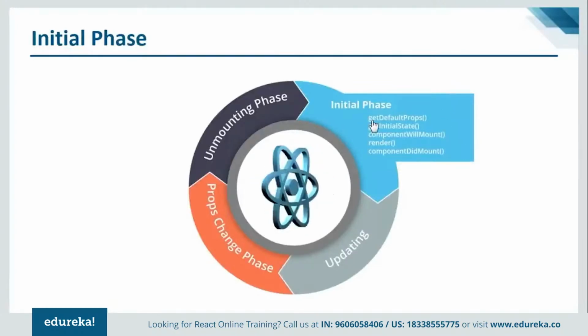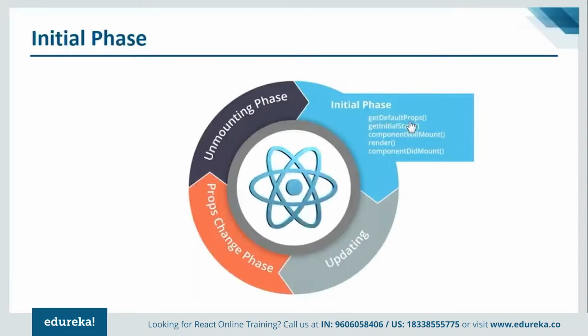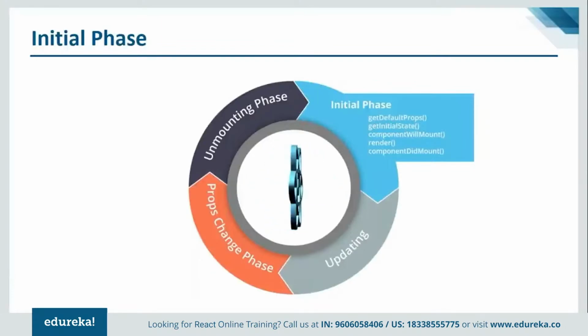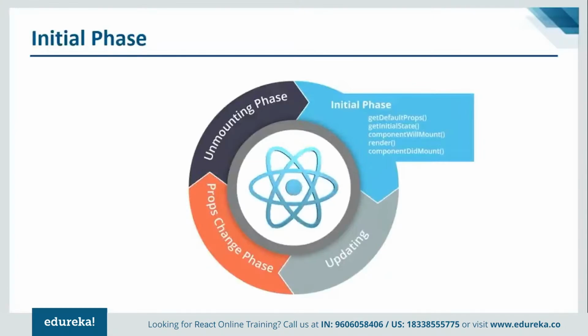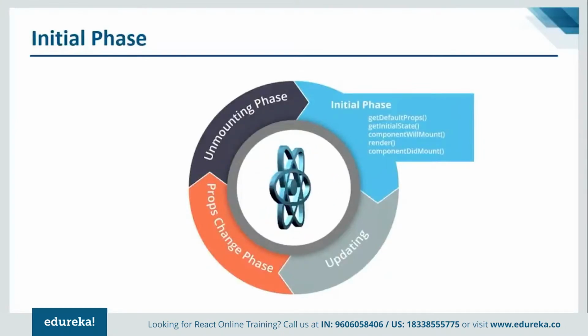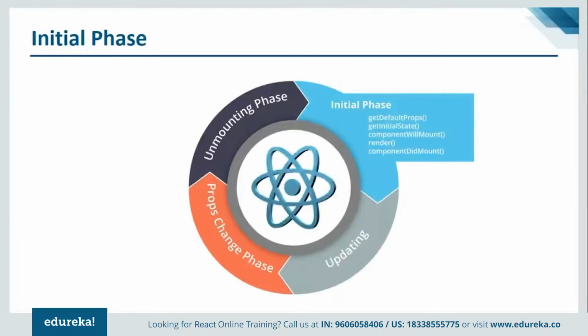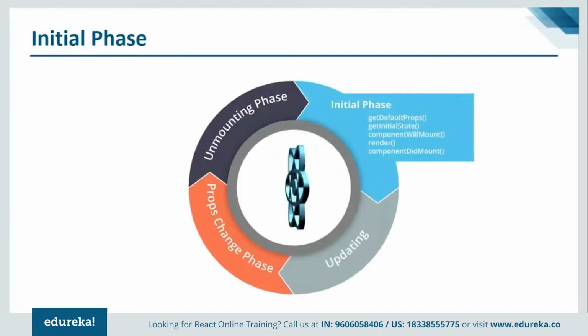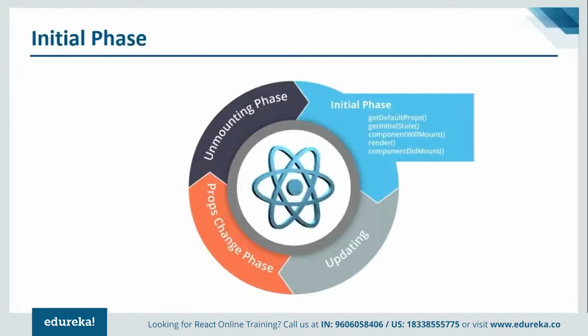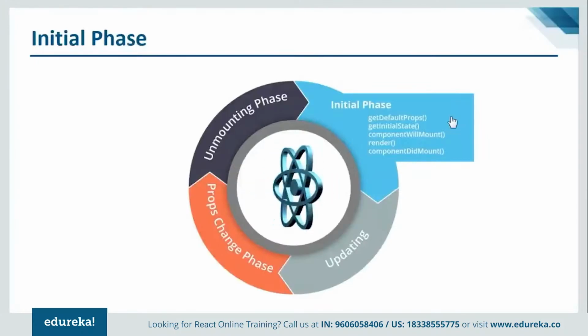So the first method we have is getDefaultProps. This method allows you to specify the default value of this.props. It gets called before your component is even created or any props from the parent are passed. Then next we have getInitialState. This method allows you to specify the default value of this.state before your component is created. Just like the previous method, it too gets called before the component is created. So the next method we have is the componentWillMount method.